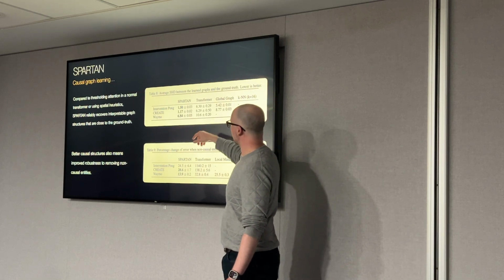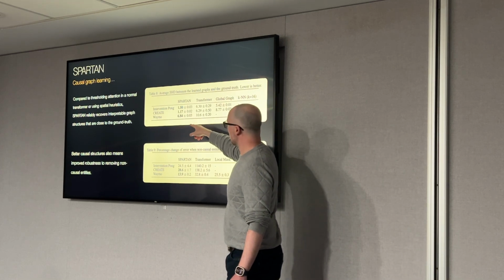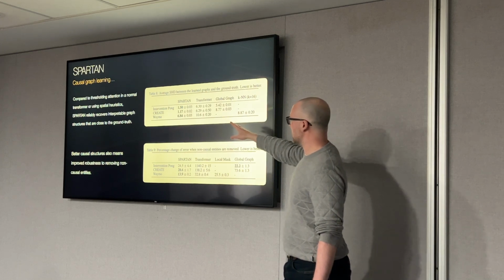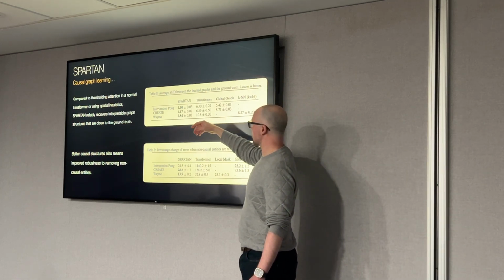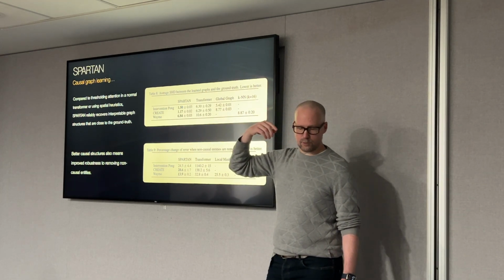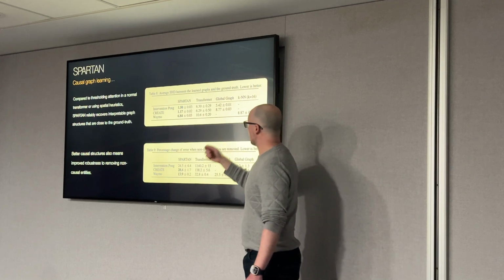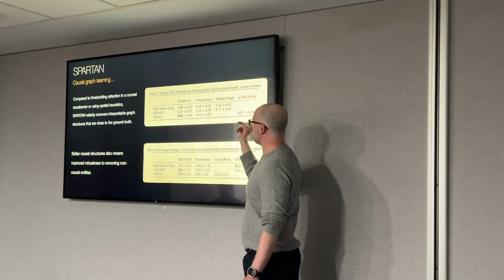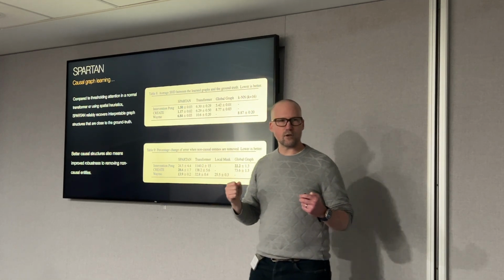And so here lower is better, and it turns out that Spartan, our model, does significantly better than a whole bunch of baselines, including standard transformers, including sparse transformers, and also some other heuristics that say, okay, well, what if we only look at stuff that is near me?